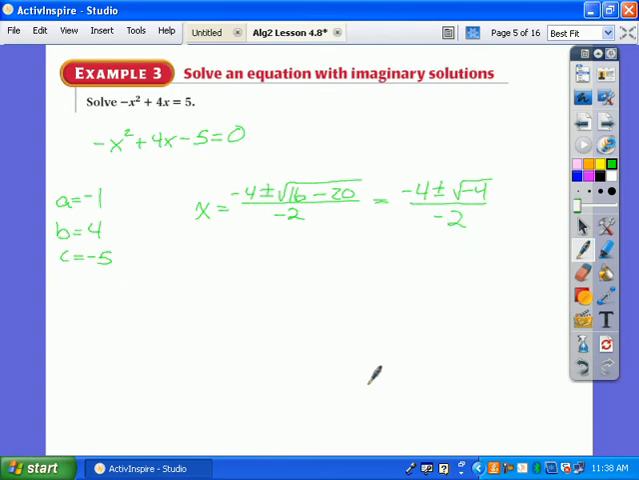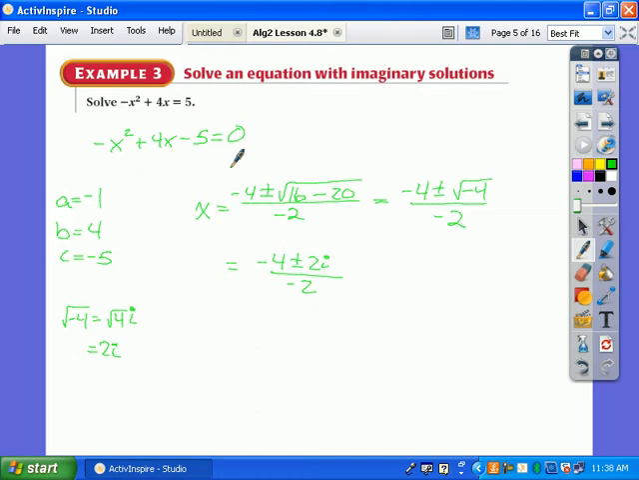Now, from our experience in section 4.6, we can write the square root of -4, maybe I'll do that down here. The square root of -4 is the square root of 4 times i, but the square root of 4 is just 2, so this gives us 2i. So I can rewrite my expression now as -4 plus or minus 2i divided by -2.